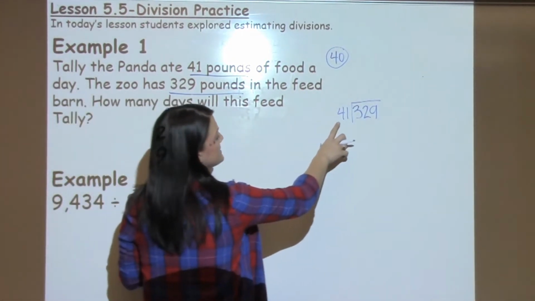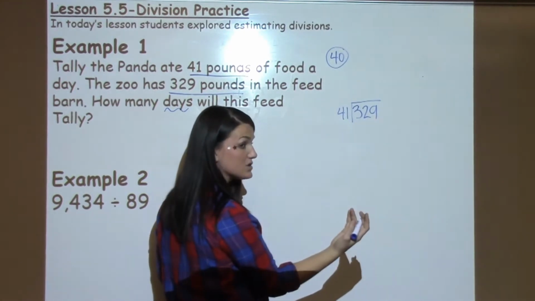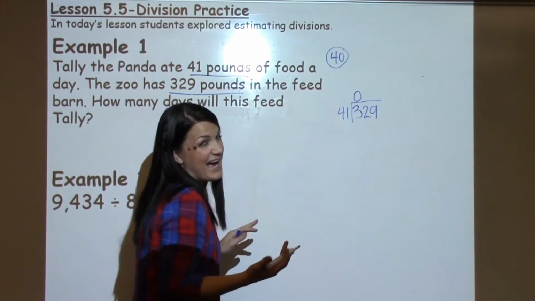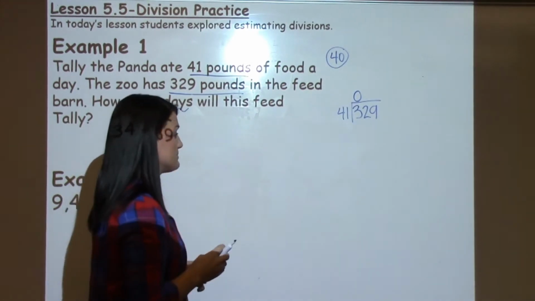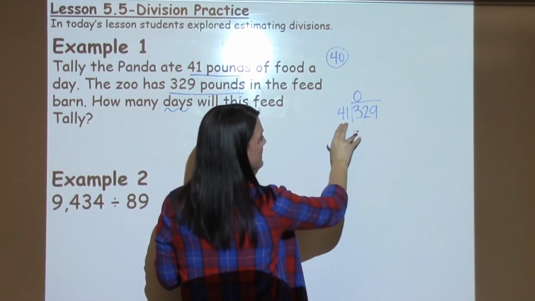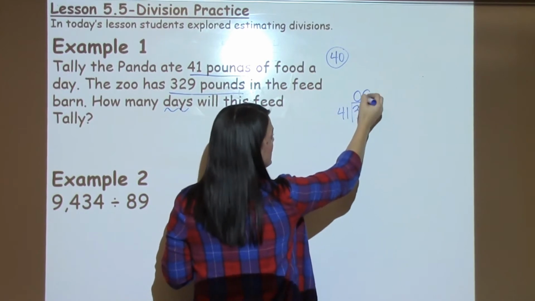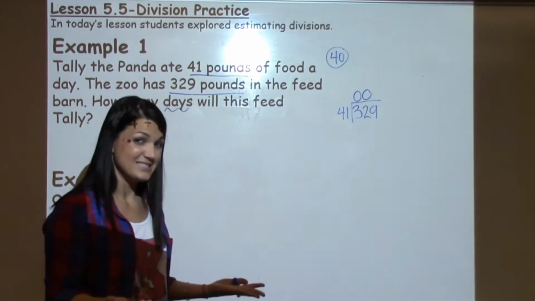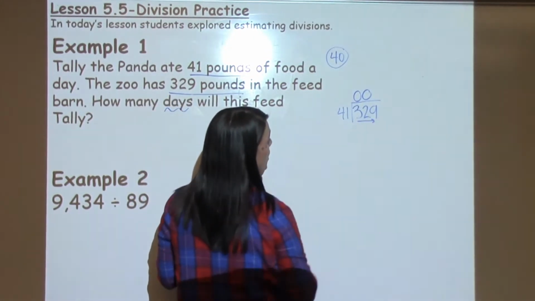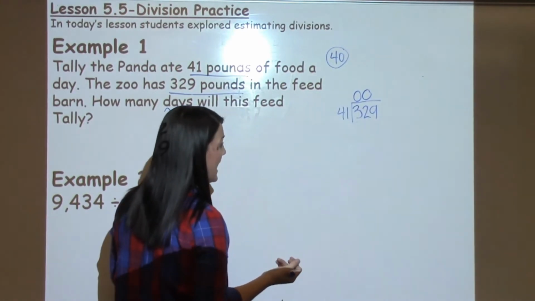The first thing I need to think about is how many times can 41 go into 3? Because that's my first number. Students will hopefully see that 41 cannot go into 3. 3 is way too small, 41 is way too big. So I need to move on to the next set of numbers. How many times can 41 go into 32? Well, 41 is also too big for 32, so it cannot go into 32. So the next thing I'm working with is the whole number. How many times can 41 go into 329?